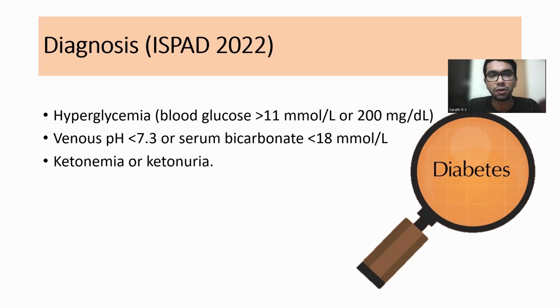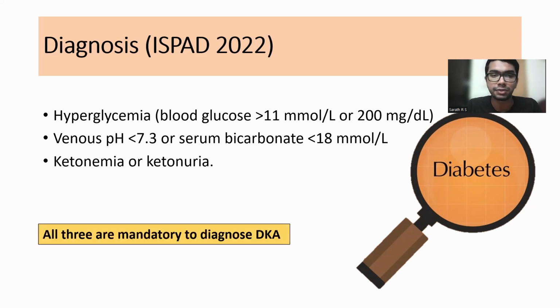It's very easy to remember all these three, because the name diabetic ketoacidosis has all three components. The first one is diabetes, so we have to establish hyperglycemia by measuring blood glucose. The second one is ketosis, so we have to establish ketonemia or ketonuria. The third one is acidosis, so we have to establish acidosis by doing a blood gas analysis, and if the pH is less than 7.3, we can establish acidosis. All three are mandatory to diagnose DKA.